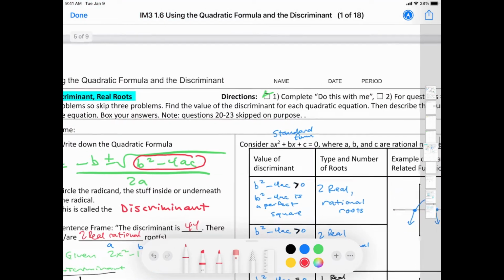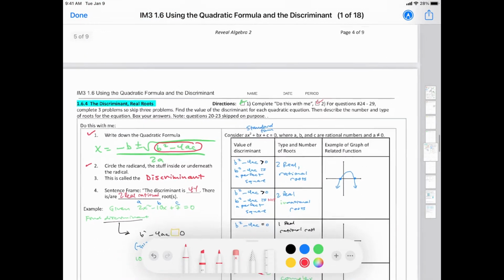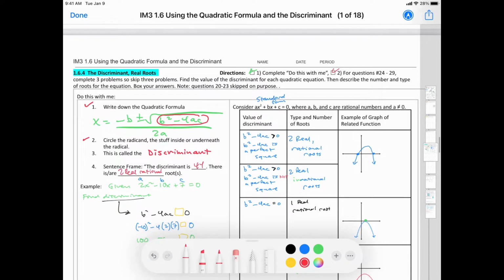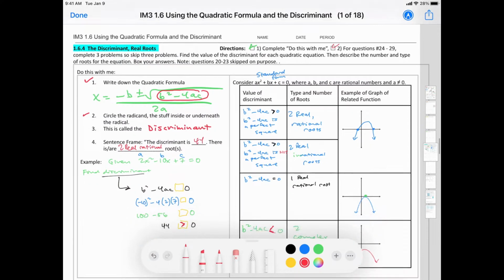Okay, directions. For questions 24 to 29, complete 3 problems, so skip 3 problems. Find the value of the discriminant for each quadratic equation, then describe the number and type of roots for each equation. Box your answers. Note, questions 20 to 23 were skipped on purpose.